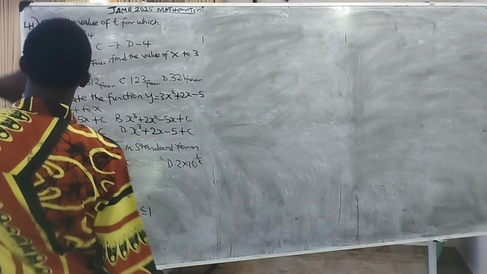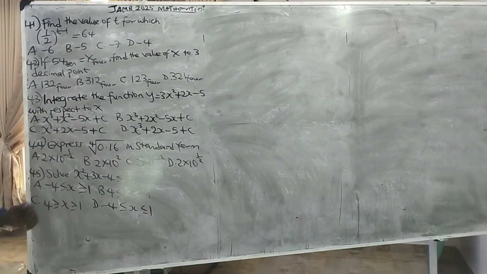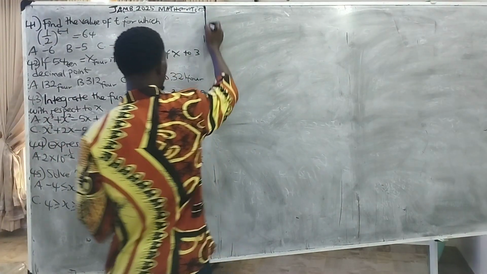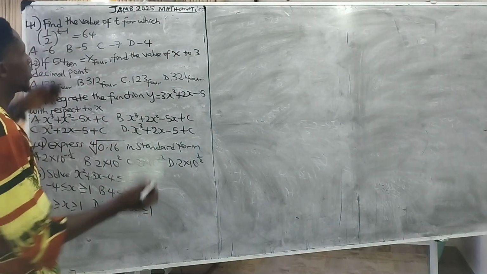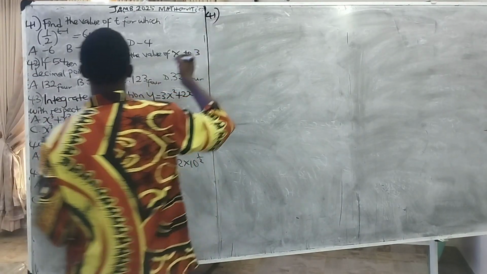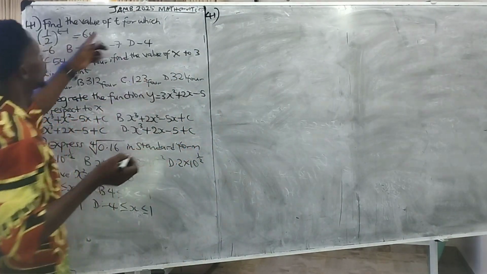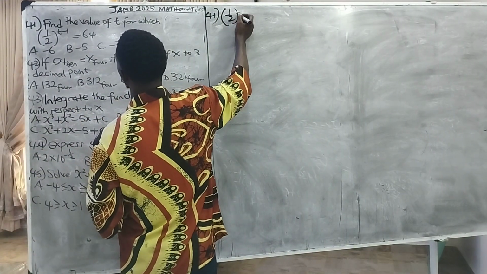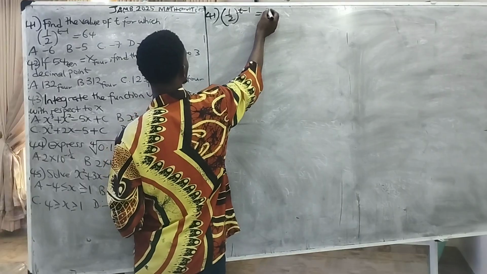Okay, so we have the next one from 41 to 45, JAMB 2025 mathematics. So let's go right to the question. We have number 41 here. Find the value of t for which 1 over 2 raised to the power of t minus 1 equals 64.